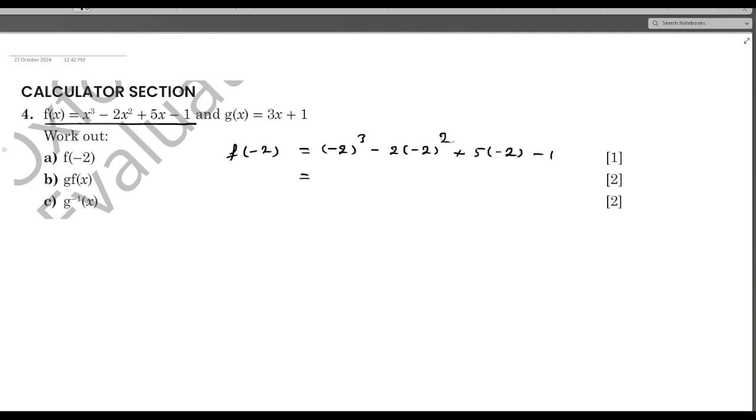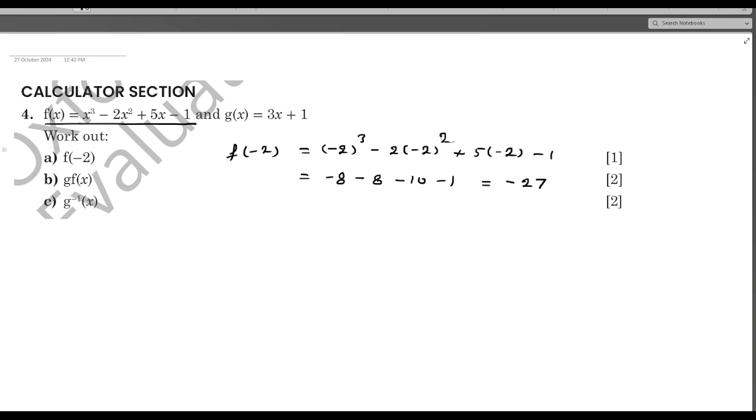Okay, so minus 2 cubed is what? Minus 8. Minus 2 squared is 4. 4 times minus 2 is what? Minus 8. And then 5 times minus 2 is minus 10, and minus 1. So this is 8, 8, 16, 10, 26, 1, 27. So your answer is minus 27.